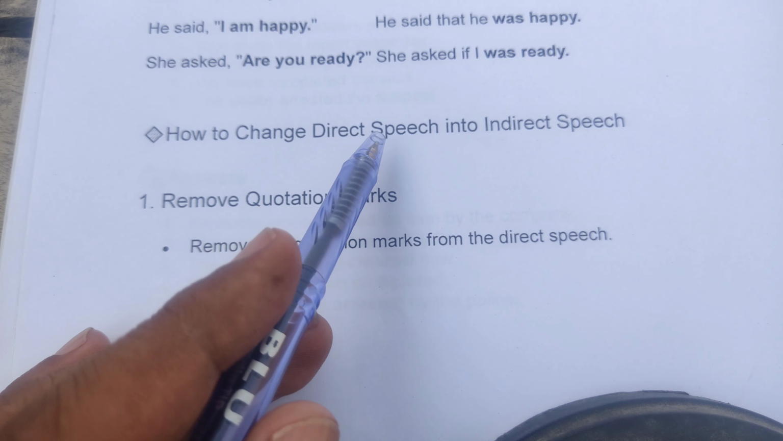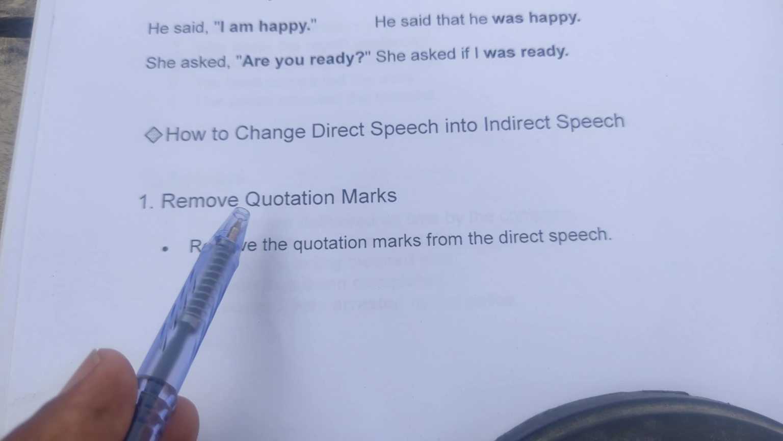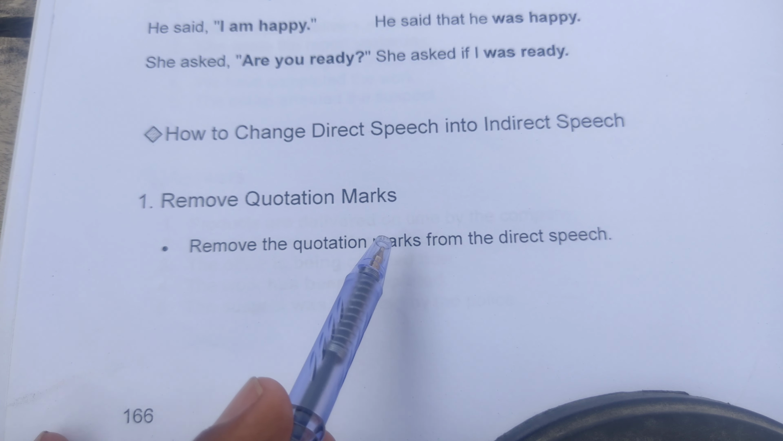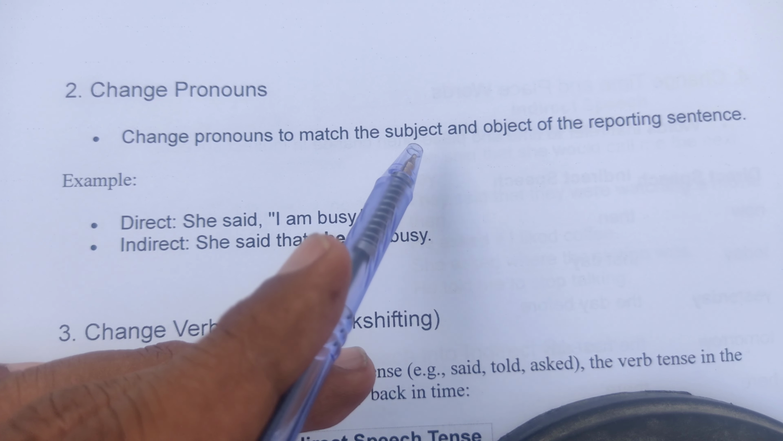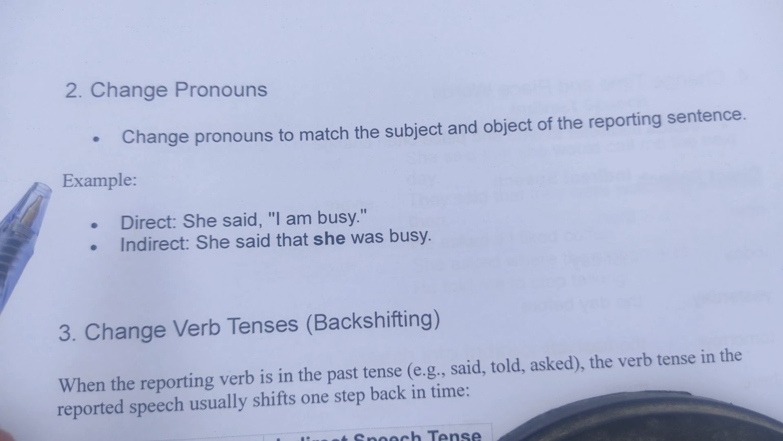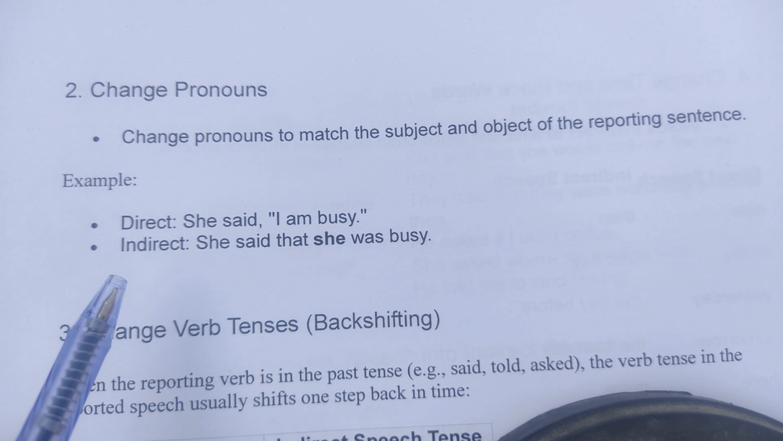How to change direct speech into indirect speech? Remove quotation marks. Remove the quotation marks from the direct speech. Change pronouns to match the subject and object of the reporting sentence. Example: Direct, she said, "I am busy." Indirect, she said that she was busy.